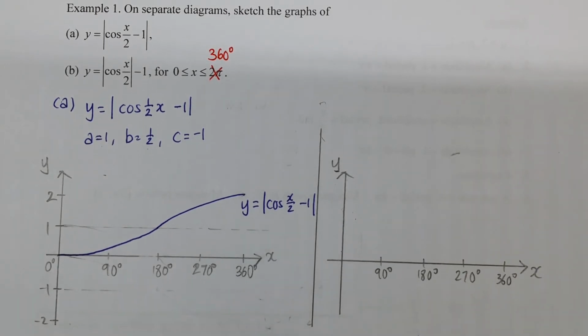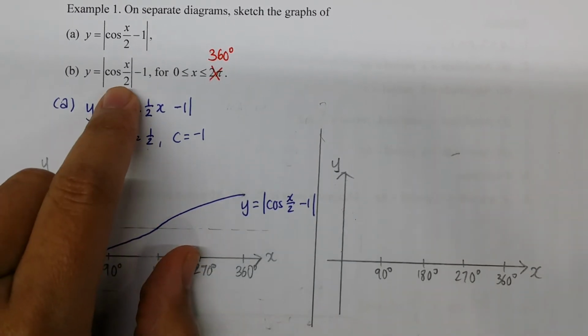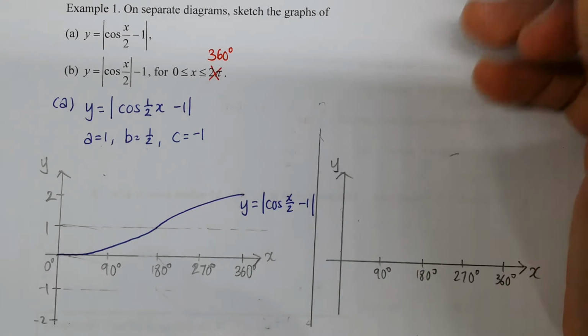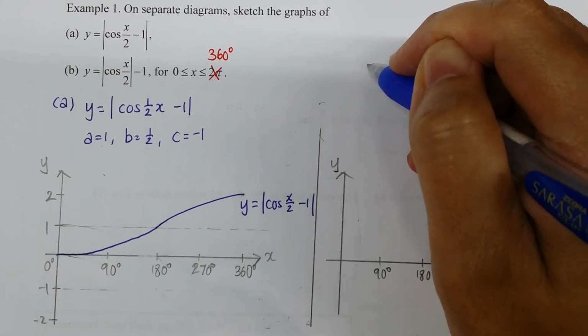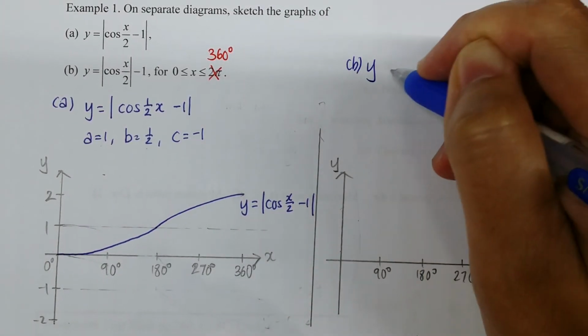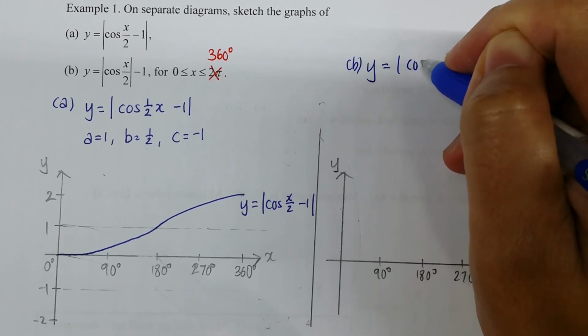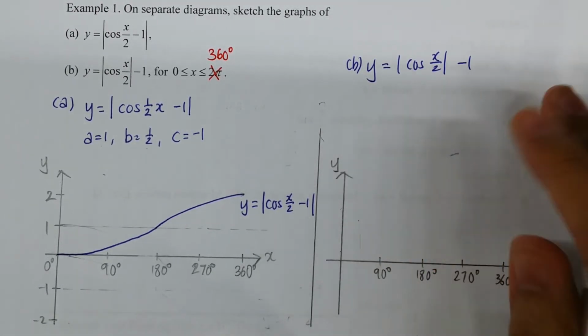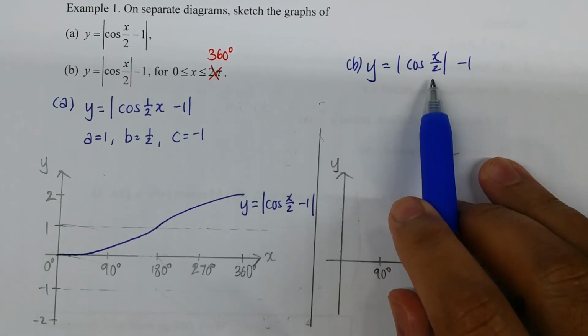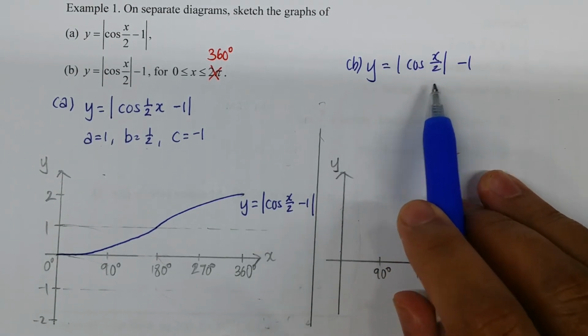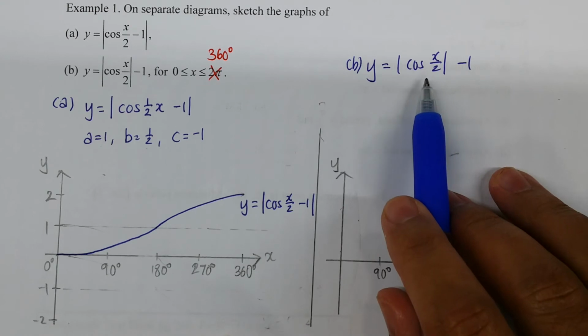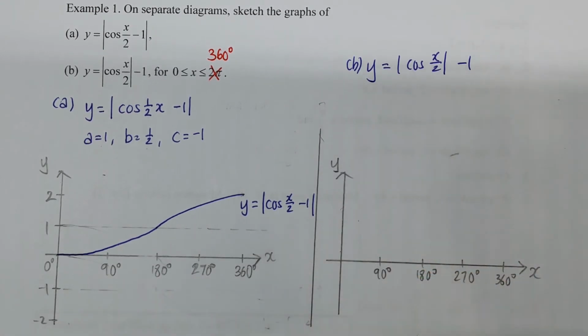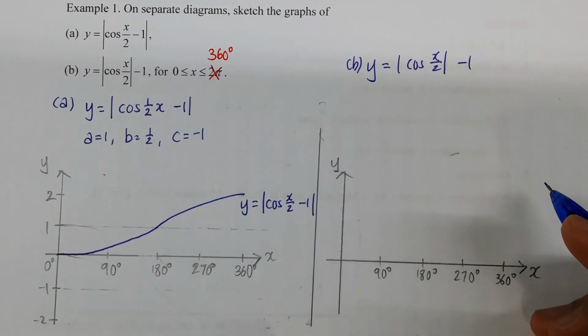Okay, in this question, I'm supposed to draw cosine x over 2 first. Y equals cosine x over 2 minus 1. Let's focus on drawing cosine x over 2 first. Then we modulus, then we minus 1. Because the modulus is only applied to cosine x over 2. You get the idea?